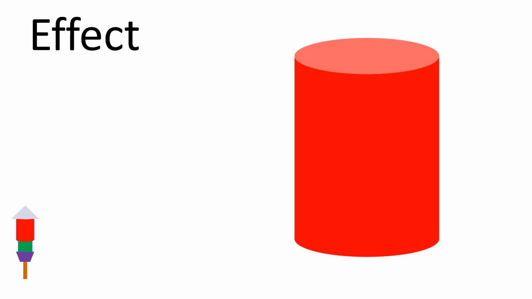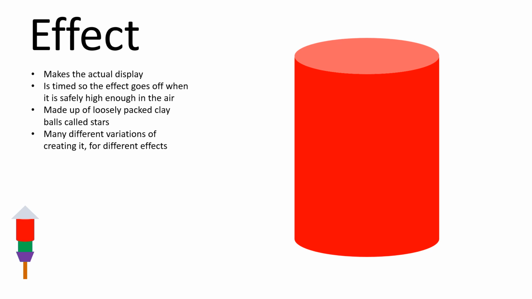So let's get to the fourth part of a firework. A firework's fourth part is the effect. The part where the stuff inside generates the sparkly colors that you see in fireworks. So what does the effect do? It makes the actual display. The stuff that's stored inside creates all the pretty colors and all the fancy looking things, and it's timed so that the effect goes off when it's safely high enough in the air.